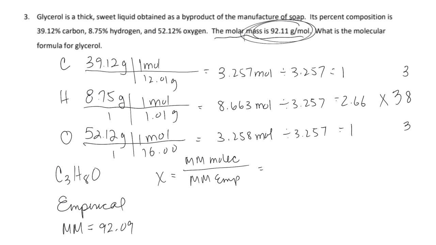Now I figure out my factor. So it's 92.11, which is the molar mass of the molecular, over 92.09, which is the molar mass of the empirical. So clearly my factor is 1. So I only have 1 empirical in my molecular. So my empirical is equal to my molecular, which is C3H8O3.